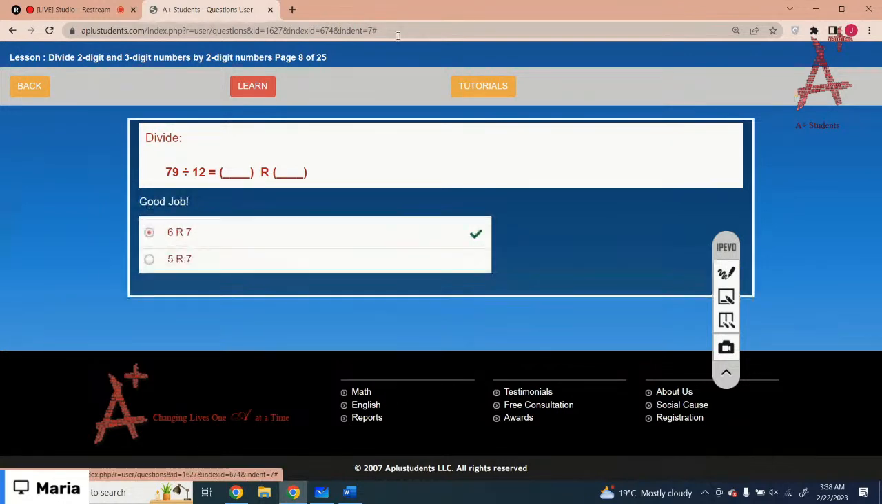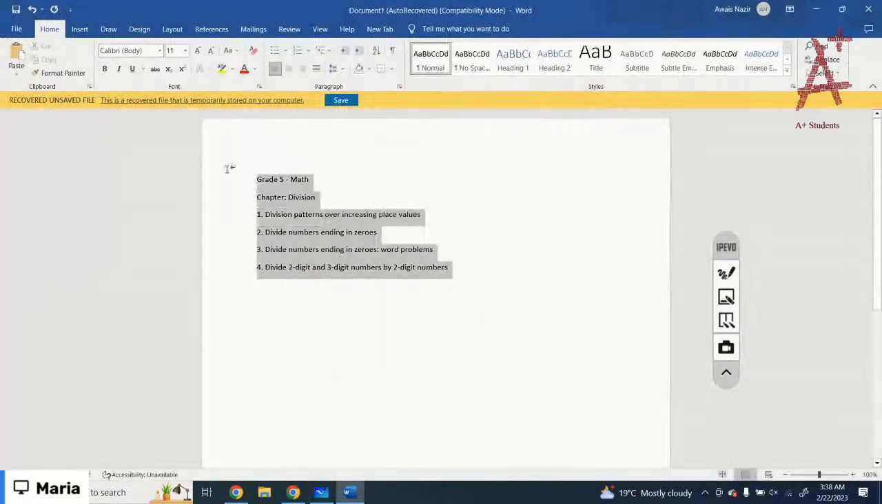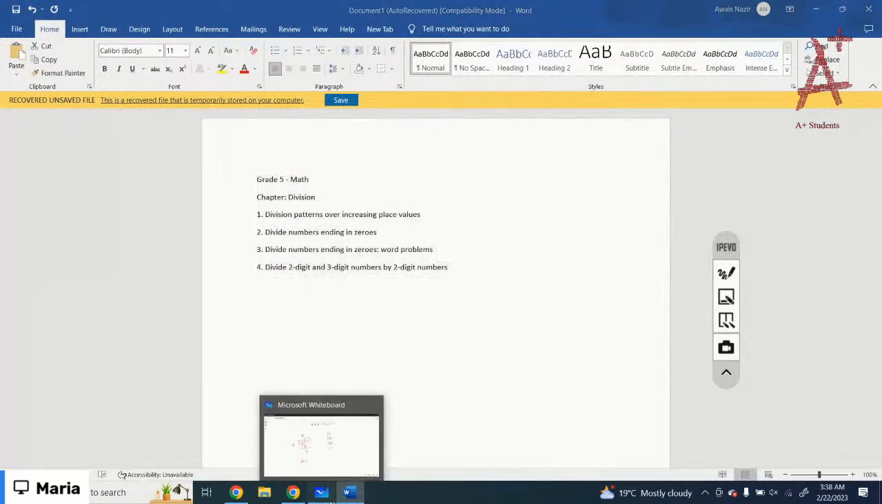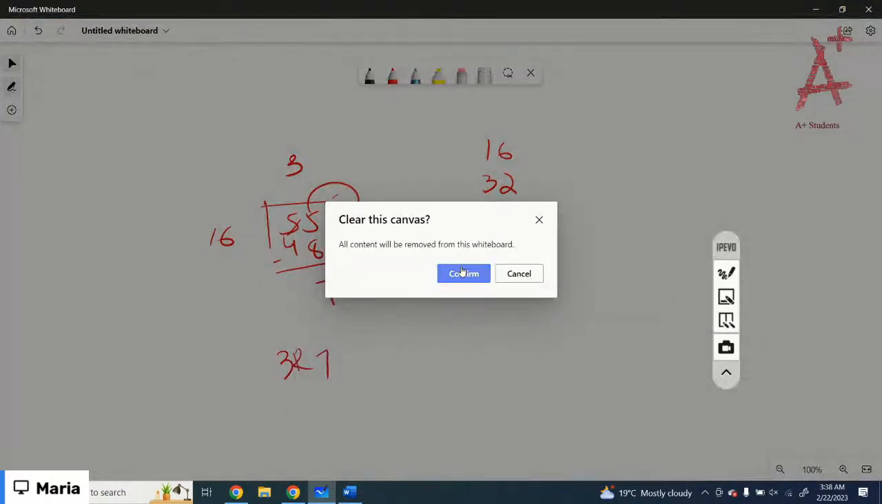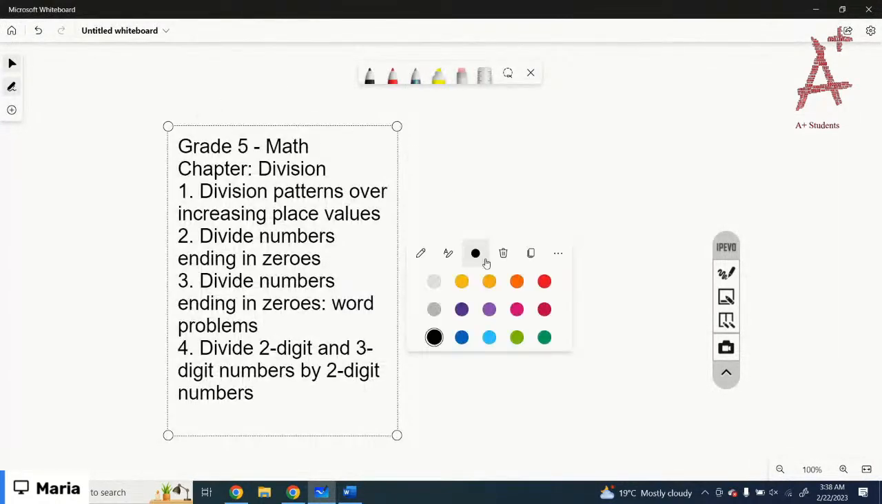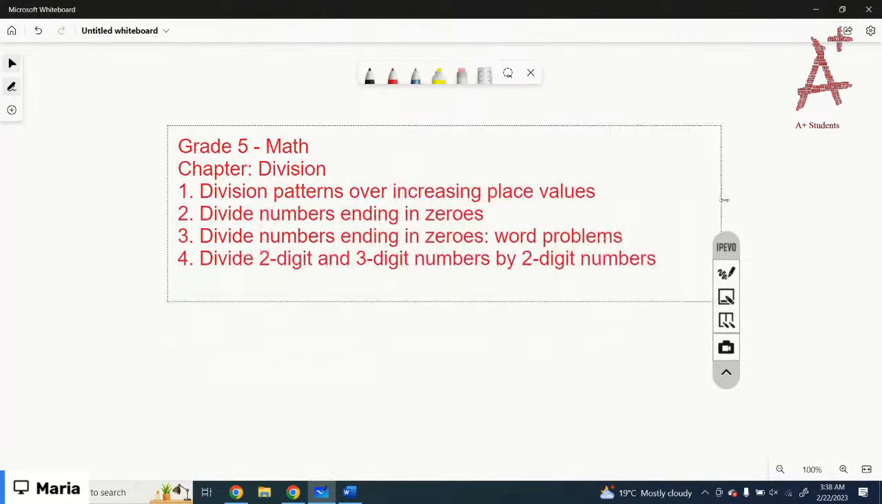Got it? Okay, you can complete the test by yourself later today. So here is the list of the chapters we're working on. We're working on the chapter division, and the lessons we have completed today are division patterns over increasing place values, divide numbers ending in zeros, divide numbers ending in zeros word problems, and divide 2-digit and 3-digit numbers by 2-digit numbers. Got it? So please make sure before the next session you complete all the test questions for the lessons we did today.